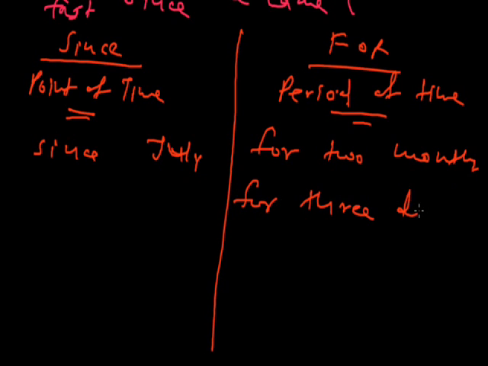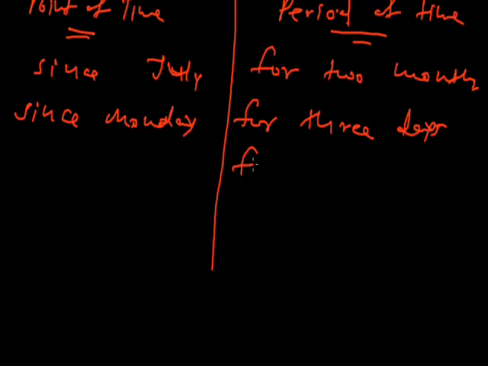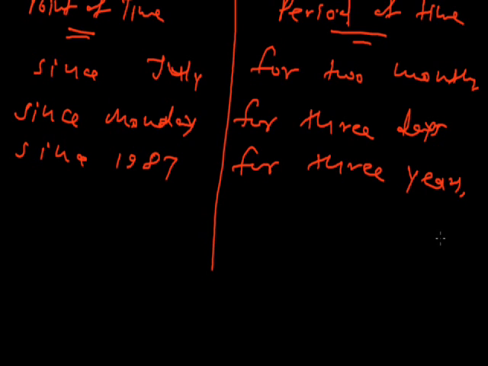Another example. For 3 days. She has been playing cricket for 3 days continually. Doesn't sleep, doesn't eat, doesn't stop, nothing. So for 3 days, but here since Monday, a point of time. Are you getting me, guys? I hope you are. Here for 3 hours, for 3 years, but here I say since 1987. So here it is duration, and here it is point of time. Clear? So when there is a point of time, you use since, and when there is a period of time, you use for. That's pretty easy, isn't that?